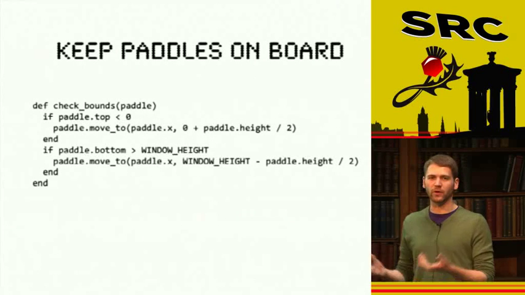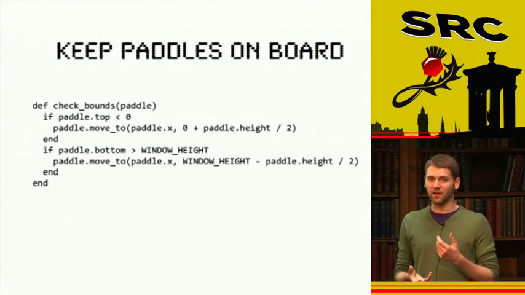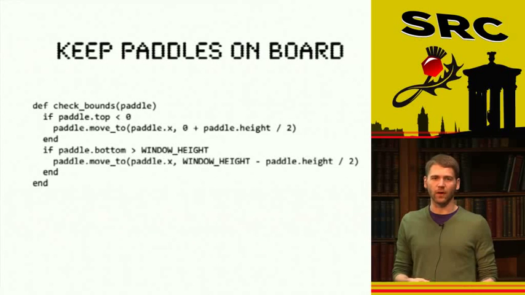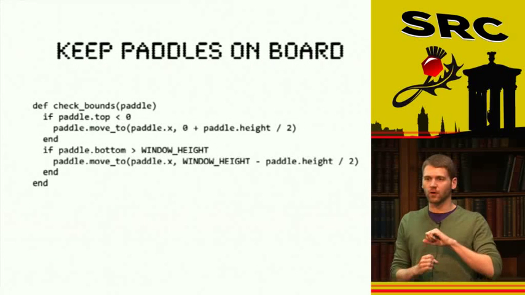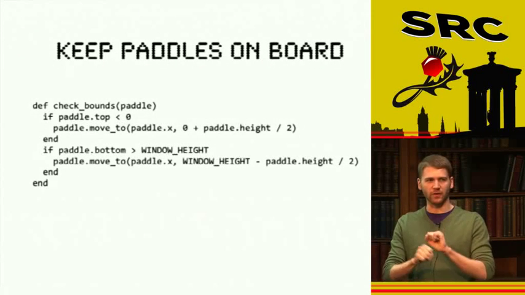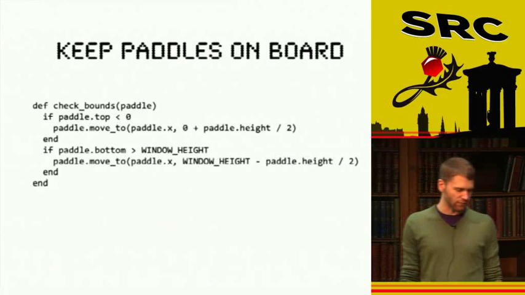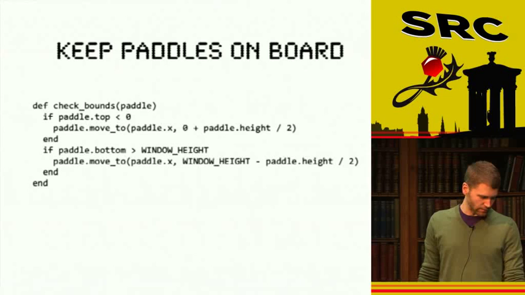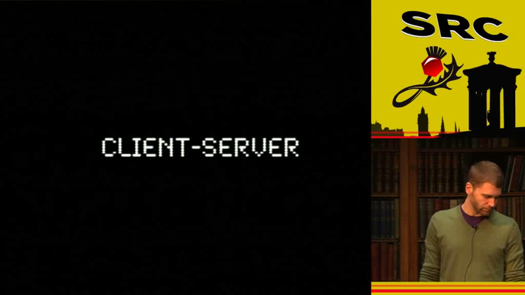This is a naive example, but all you have to do is check, has the paddle exceeded what I know to be the upper bound, then I can move it back down, right? As opposed to actually doing some sort of collision and having it bounce off of or something like that. There's no need in this case to do that. Very simple example, but generally valid principle.